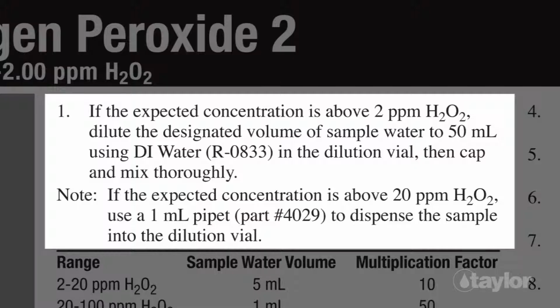Note, if the expected concentration is above 2 parts per million hydrogen peroxide, dilute the designated volume of sample water to the 50 ml mark using DI water in the dilution vial. Then cap and mix thoroughly. If the expected concentration is above 20 parts per million hydrogen peroxide, use a 1 ml pipette to dispense the sample into the dilution vial. Then fill the vial to the 50 ml mark using DI water.